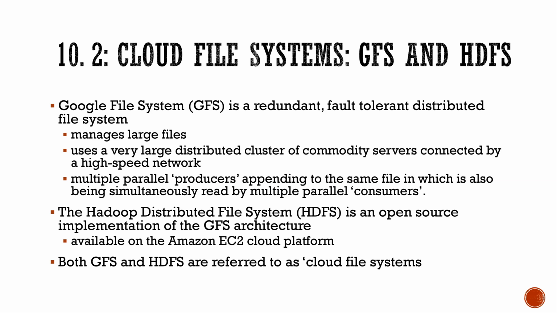The Hadoop distributed file system is an open source version of the Google File System. These file systems are available on Amazon's Elastic Compute Cloud platforms. I believe we talked about Amazon EC2 back in chapter 2 or 3 this semester. Both Google File System and Hadoop distributed file system are simply referred to as cloud file systems.